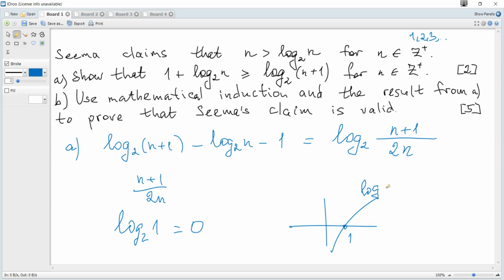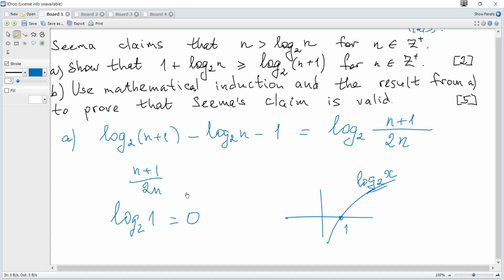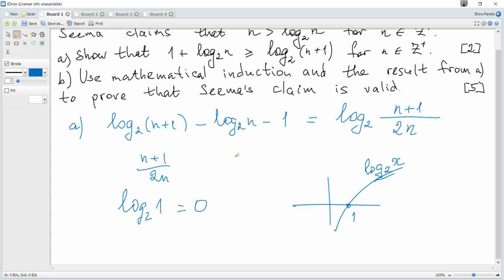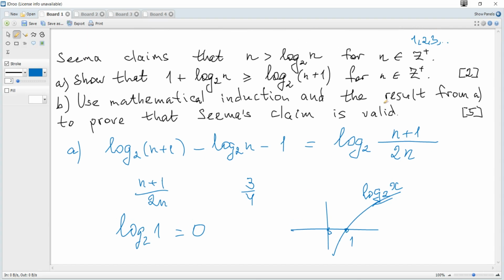When the base is greater than 1, it's an increasing function. When the base is between 0 and 1, it looks like a decreasing function. And when n is greater than 1, for example when n is 2, it becomes 3 over 4, which is somewhere between 0 and 1, and you can see that the log has a negative value.